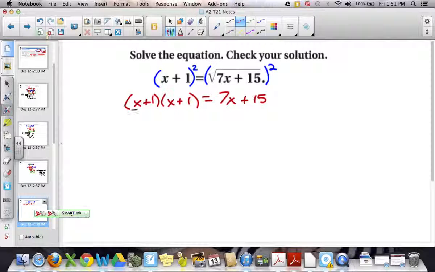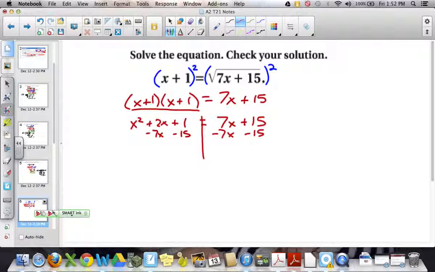Now, when I actually multiply this out, I get x squared plus 2x plus 1 equal to 7x plus 15. So now if I look at what I have left after I've squared both sides, I can see that I don't have just a linear function. This is in fact a quadratic function or quadratic equation. So in order to solve a quadratic equation, we must get it set equal to 0. So I'm going to subtract 7x from both sides, and I'm also going to subtract 15 from both sides. Okay, that'll get me my 0 on the right side. And over on the left, I'll have x squared minus 5x minus 14.